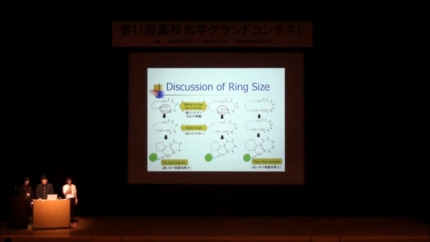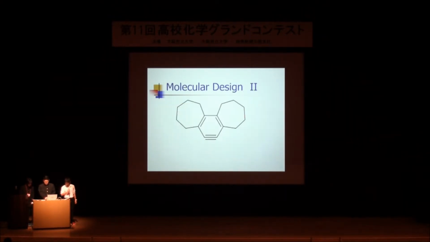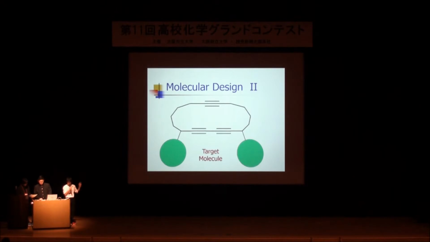Third is the protecting ability of bulky substituents. In the case of the 7-membered ring, the bulky substituents are located the closest from the benzyne unit. It is preferable from the point of the protection. Through this discussion, we decided to synthesize a 7-membered ring molecule. Finally, we designed the target molecule to be a 7-membered ring. To obtain this molecule, we have to prepare a cyclic compound, like this.